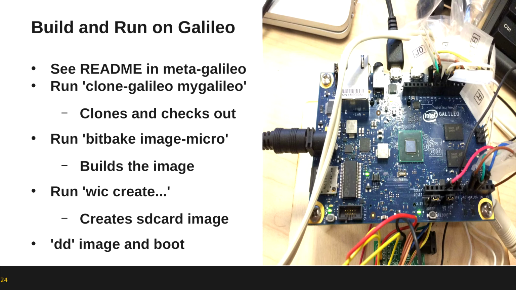And what the README will tell you are essentially these steps: clone Galileo, which all that does is clone a couple of repos that contain Poky and Galileo in the kernel. And then to actually build the image, you do bitbake image-micro. That'll churn for a while and end up with a bootable image. To actually boot it on an SD card, you need to run it through this wic step, and then you'll have an image that you can DD onto your SD card, stick into your Galileo, and then run it.